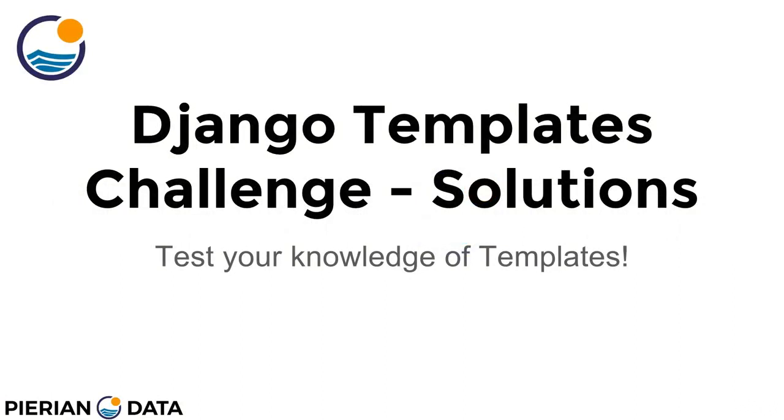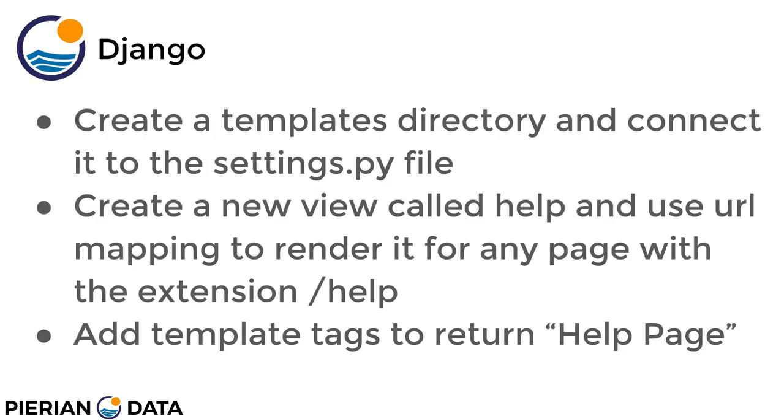In this lecture, we'll be coding through the solutions for the Django templates challenge. Let's quickly review what we had to do. We wanted to create a templates directory and connect it to the settings.py file, so we'll tackle that first. Then we wanted to create a new view called help and use URL mapping to render it for any page with the extension /help. And then we wanted to add template tags to return something like help page. Okay, let's jump to the Atom text editor and accomplish all these tasks.